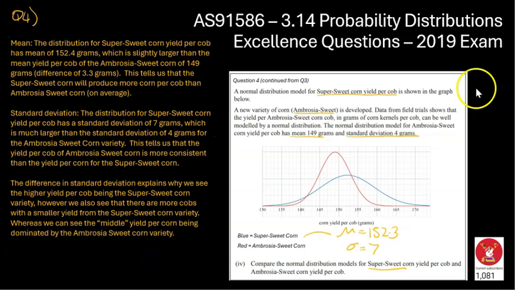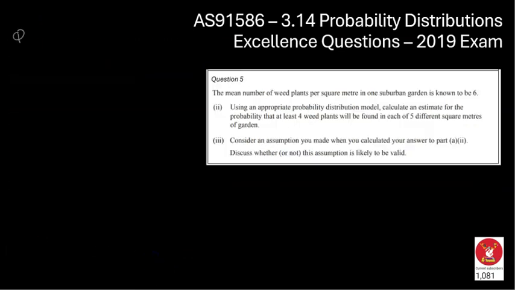To fix a few. Okay, we are now on to question number 5. So the mean number of weed plants per square meter. So keyword per. Don't forget that's normally a giveaway that you want to use a Poisson distribution. So the mean is 6. Use an appropriate distribution model. Calculate an estimate that at least 4 weeds will be found in each of the next 5 square meters.